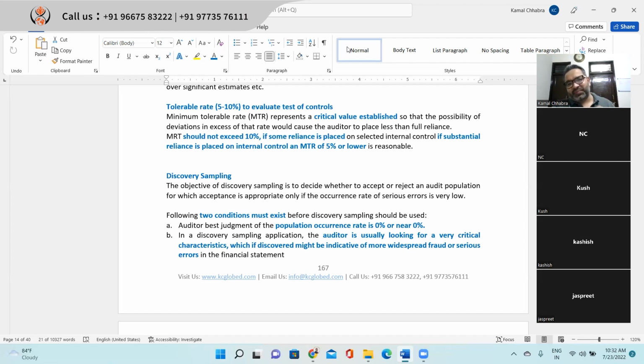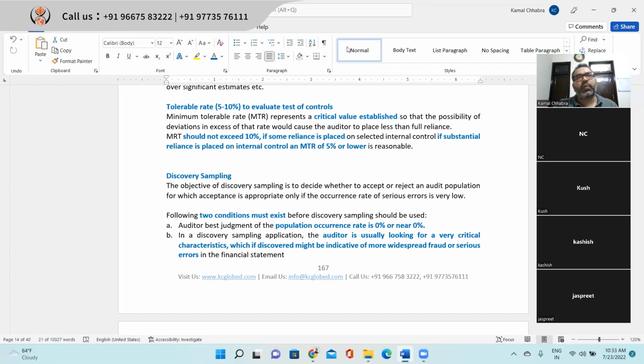25% to 50%. I mean, we take 75 or 50, which is like 25 to 50 haircut. Yeah, 25 to 50% as the haircut, and the tolerable error is in a range of 5 to 10% of the overall materiality. That is what is mentioned here. Your minimum tolerable rate represents the critical value established.